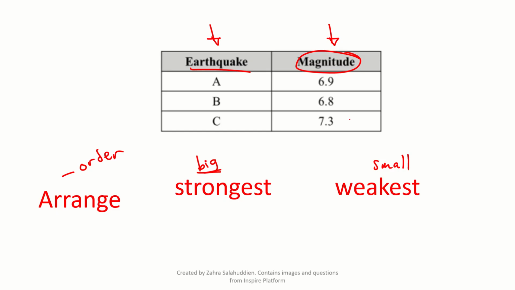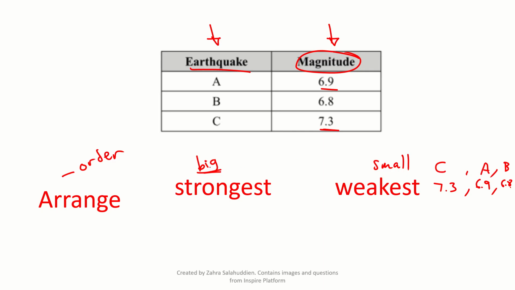Okay? So strongest to weakest, we're going to look at our number and put the letters from the strongest to the weakest. My biggest number is 7.3. After 7.3, 6.9. And the smallest number is 6.8. So what letter is 7.3? I have C, then I have A, then I have B. This is from strongest to weakest.